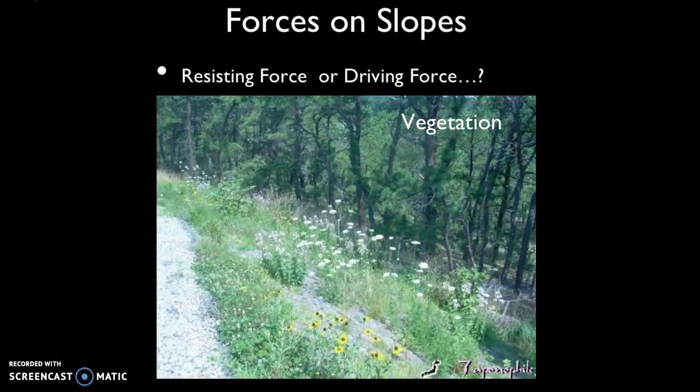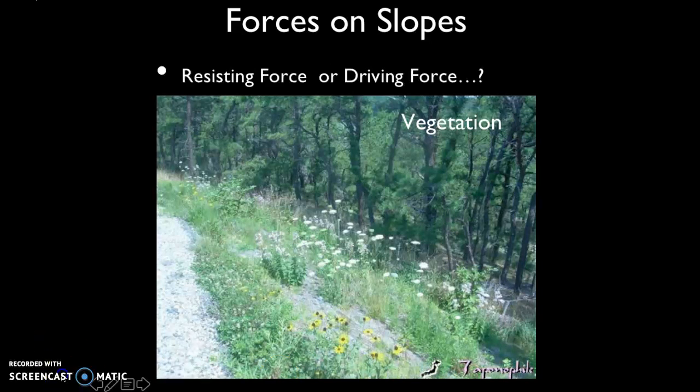However, it sometimes can be a driving force. Because vegetation itself is so heavy, if you have a spring, for example, that is incredibly moist, and not enough moisture in the soils can be absorbed by the vegetation, then if the soil is saturated enough and you have a lot of weight added due to the vegetation, then the whole slope may completely loosen and slide downwards. So vegetation can be a resisting force at certain times, but it can also be a driving force at other times.